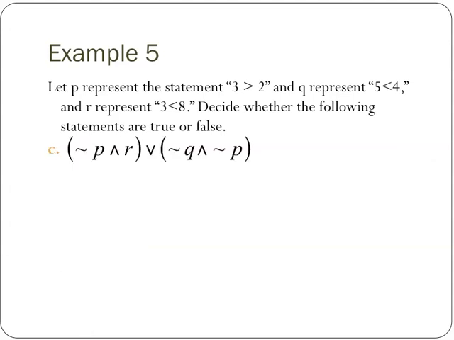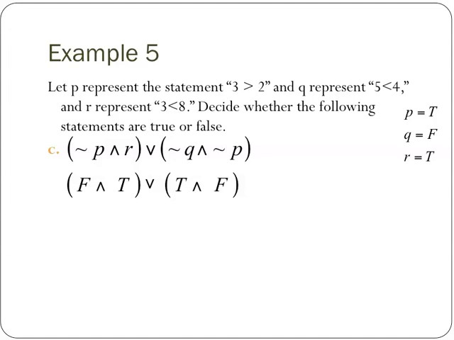Okay, let's do one more. This looks like a very complicated statement. Because we're still using the same values for P, Q, and R, let's fill this in. Not P is the opposite of true, so that's false. And R is true. In the second parentheses, we have not Q, the opposite of false, so that's true. And then not P, the opposite of true, so that's false.